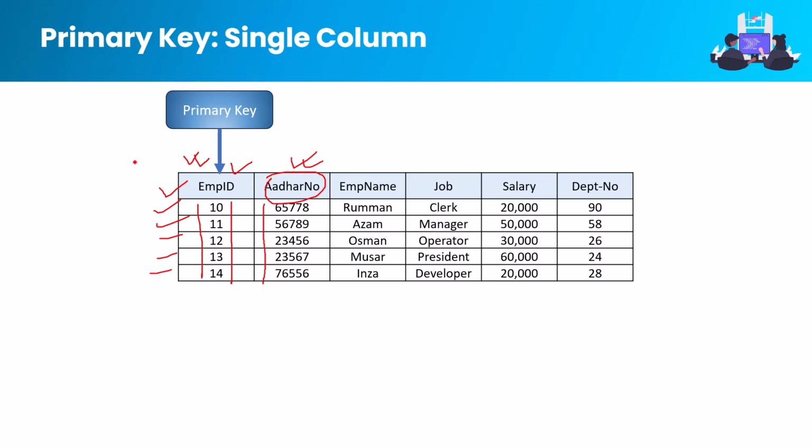But remember that for this employee table, the primary key can only be one, and all other keys will be alternative keys.